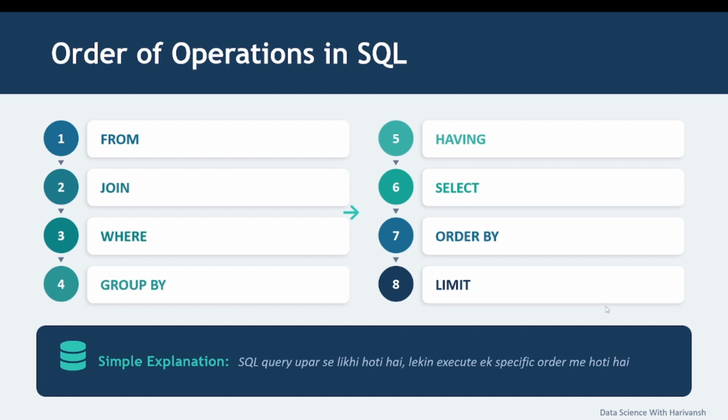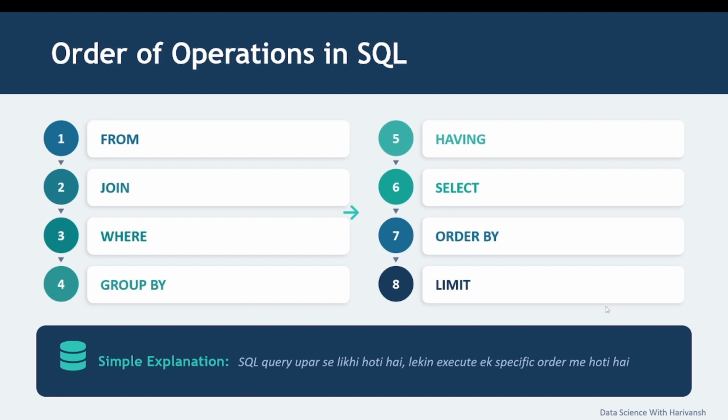The seventh step is order by. After the final result set has been determined by the select step, SQL sorts the rows according to the column or columns specified in the order by clause, in either ascending or descending order. Sorting is done at this late stage because there is no point in sorting data that might later be filtered out or changed by earlier steps.